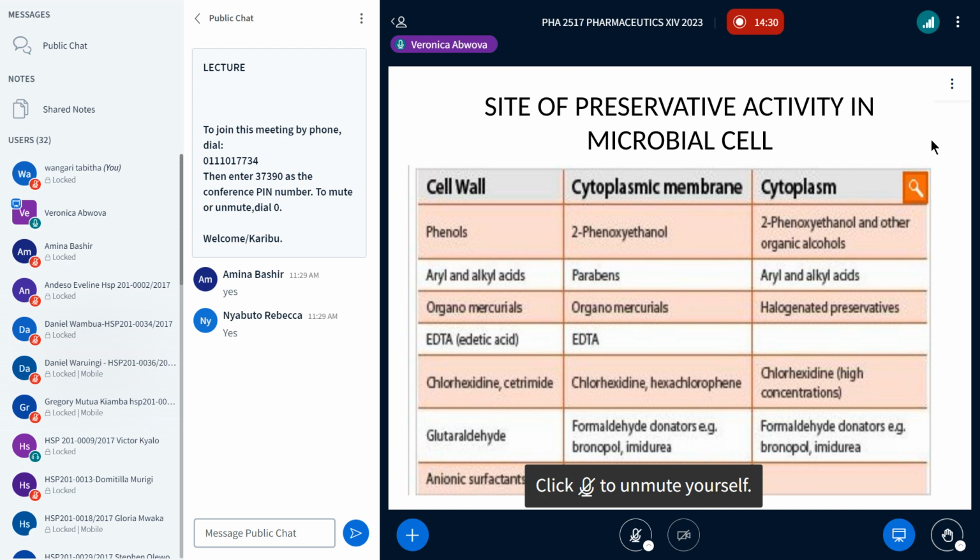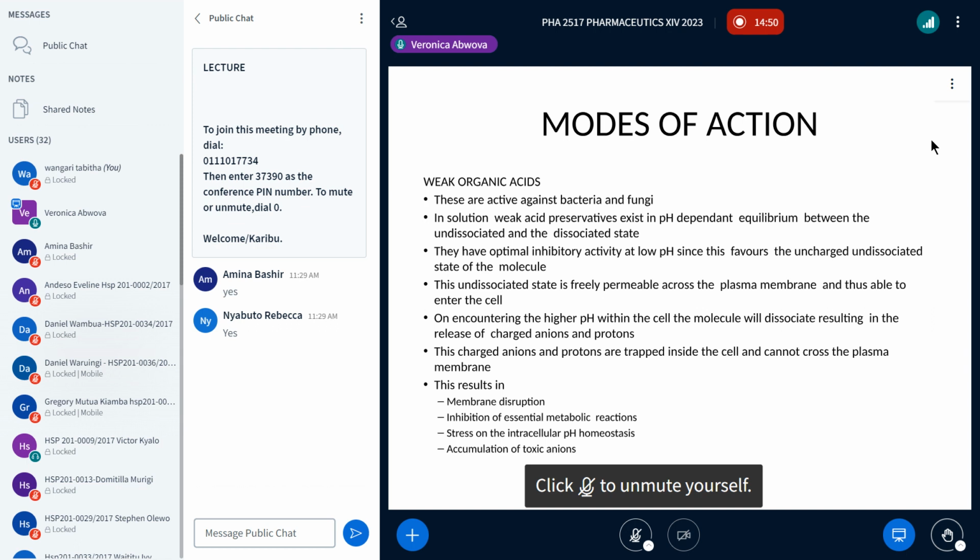So how do these antimicrobials work? Okay, let's look at some of the modes of action of these antimicrobials. So starting with weak organic acids, these are active against bacteria and fungi. In solution, weak acid preservatives will exist in pH-dependent equilibrium between undissociated and dissociated, okay? So we have the ionized and then we have the non-ionized, depending on the pH of the media, okay?